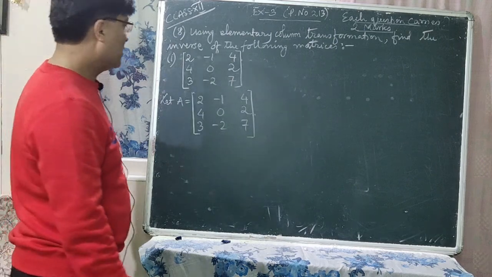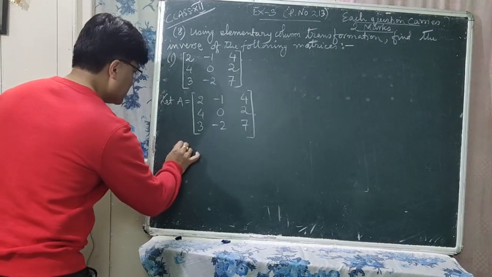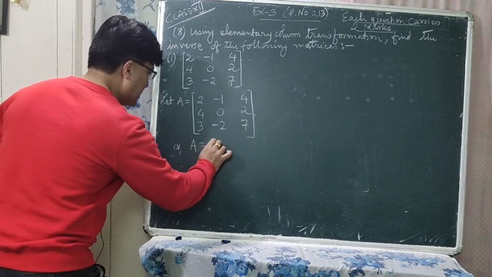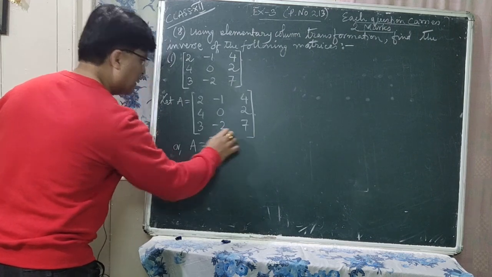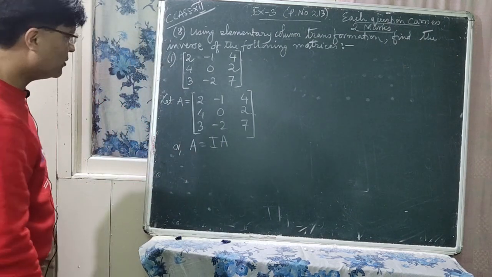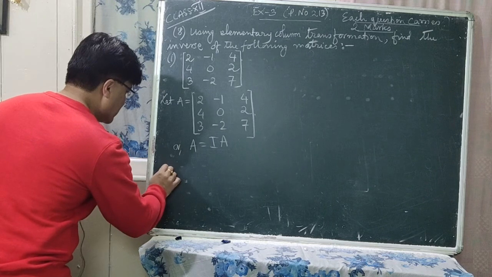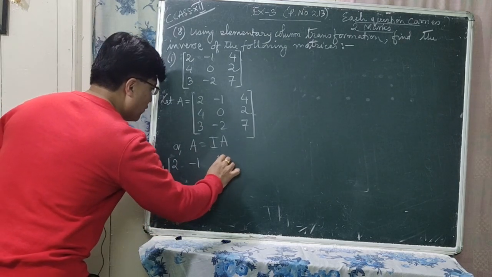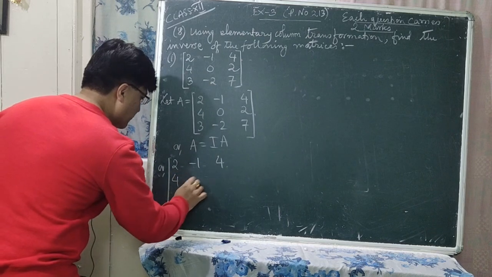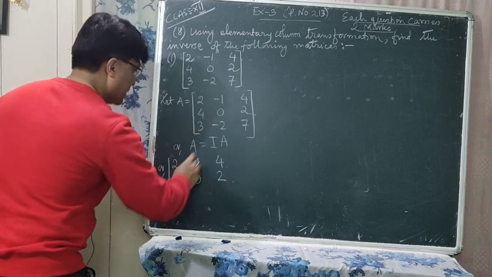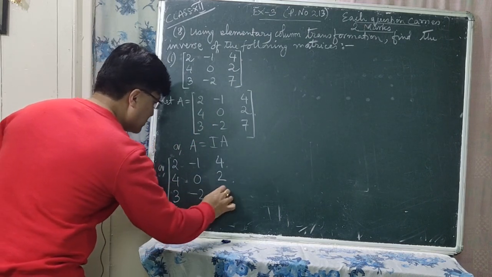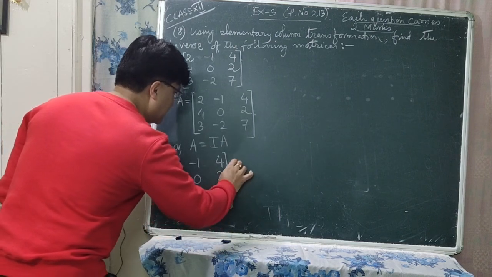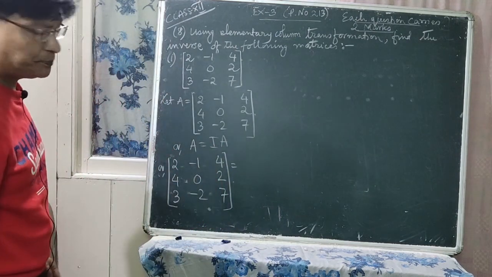First we write the formula I is equal to IA. Again, same method, I is equal to IA, right? So what is A here? It is 2, minus 1, 4, then 4, 0, 2, and then 3, minus 2, and this is 7.